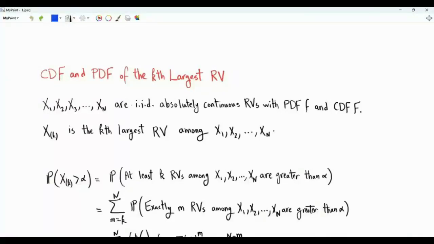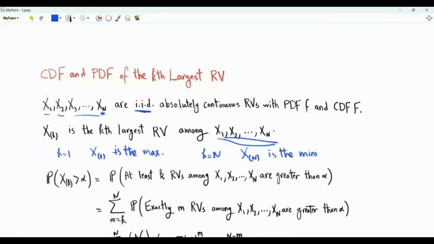Bismillah ar-Rahman ar-Rahim. This video is about the distribution of the kth largest random variable among n i.i.d. random variables. We have random variables x1, x2, all the way to xn. They are i.i.d. We are interested in the CDF of the kth largest random variable among those n random variables. Note that if k is equal to 1, then x with this subscript 1 is the maximum of those random variables. And if k is equal to n, then x sub n is the minimum of those random variables.